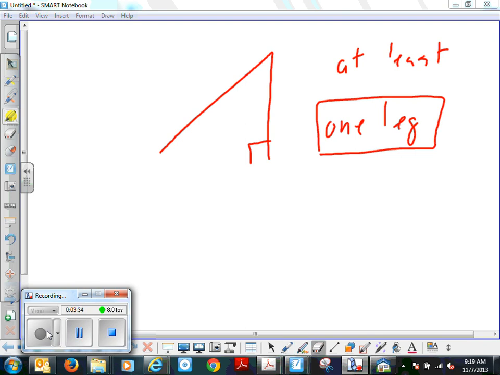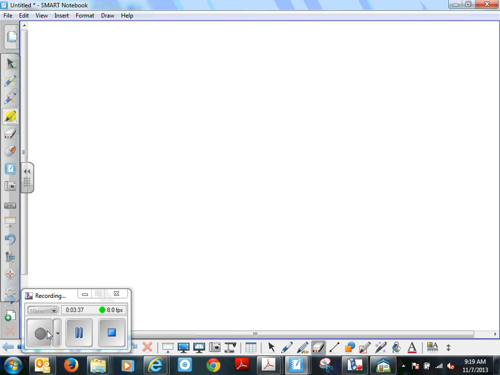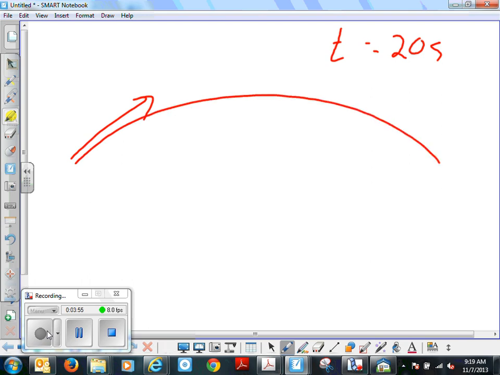Okay, so maybe let's look at a specific situation. For example, if I have a velocity like this, and I have a time that's equal to 20 seconds. In your head, what are you saying? What do you have right now? So this is the soccer punt, 20 seconds for the whole play. What can you find out right away?